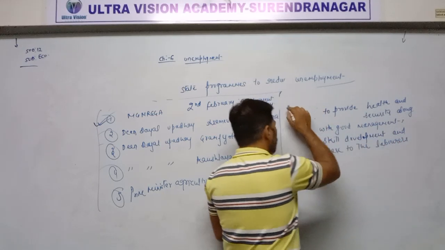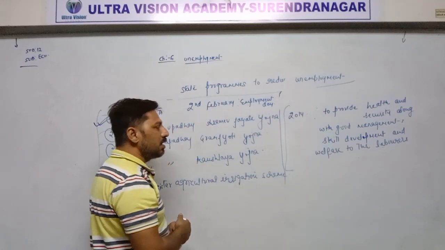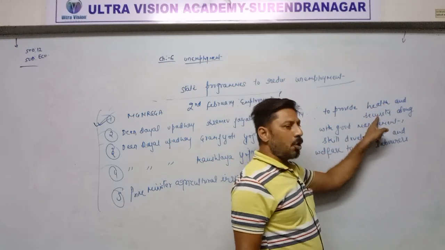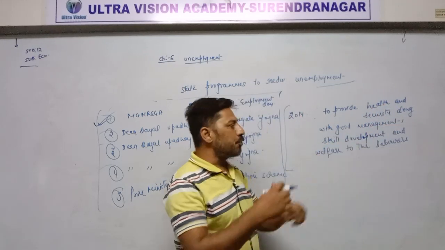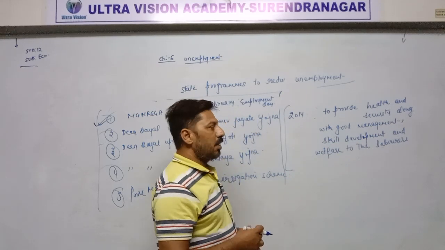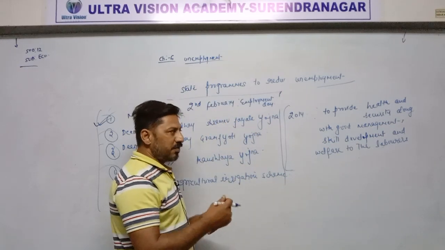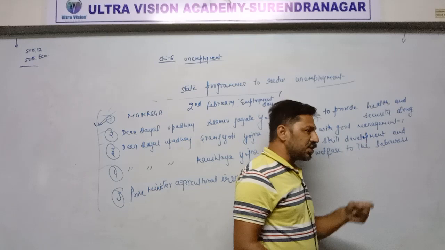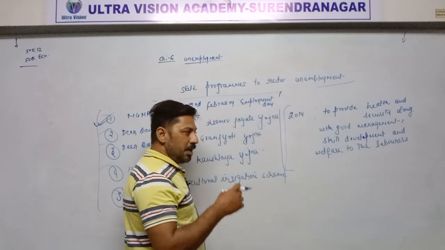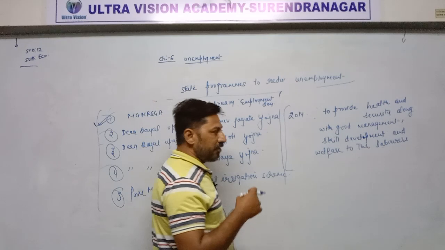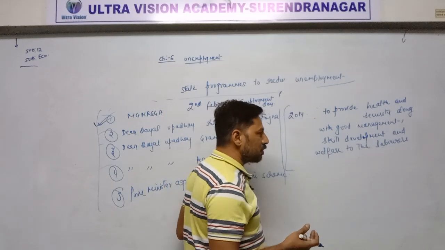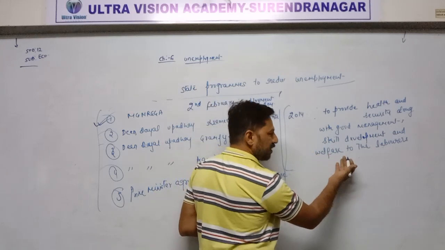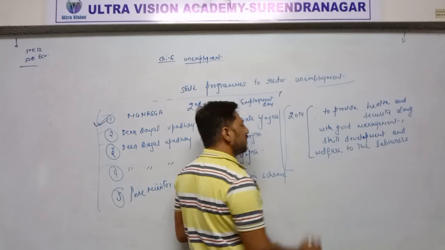So this program was started in the year 2014 with an objective to provide health, means medical facilities, security means job security, along with good management means time to time they are able to earn money. Government has started this program in such a manner that after regular interval these individuals are able to earn good money. And skill development means vocational education they are providing, so that individuals in rural areas are able to develop their skills, they are able to start their own business, or they are able to get work in some industrial units. And welfare means benefits to the laborers. That's why this program was started.